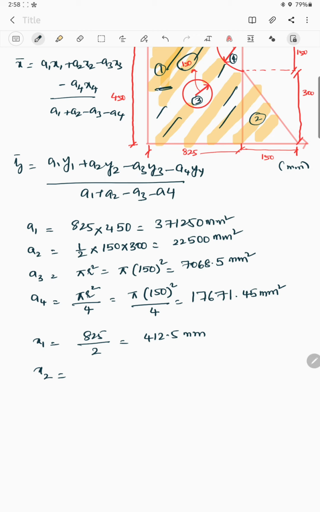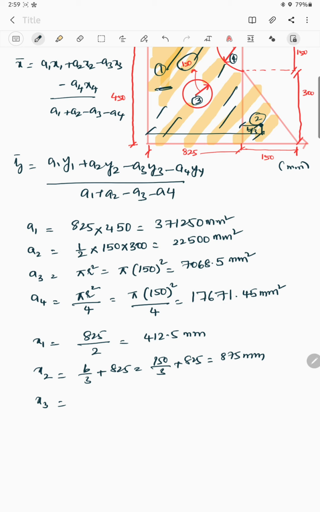Okay, similarly, what about x2? What is the value of x2 now? See here, the centroid of this figure is here. This distance we know is b by 3, but we want the distance from here to here. So b by 3 plus 825, which is equal to 150 divided by 3 plus 825, which is equal to 875 mm.